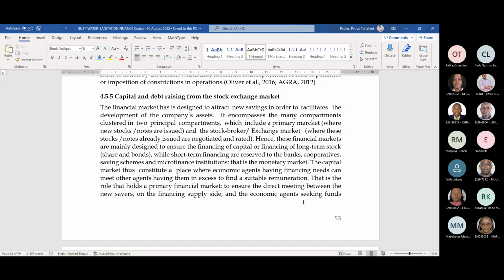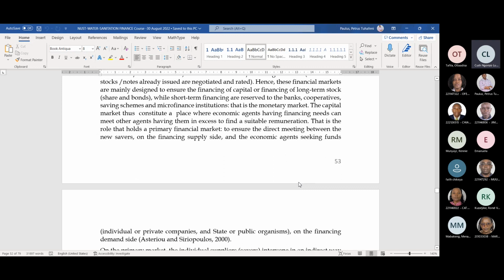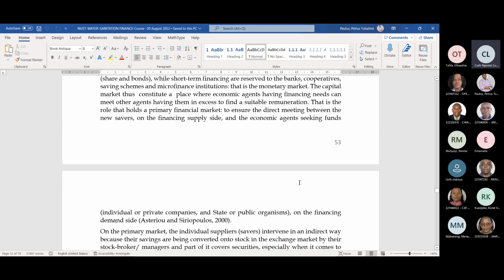I want you to note here that we are not talking about short financing, because short financing is commercial, it is for commercial banks, cooperatives, saving schemes and microfinance institutions. We are talking here about long-term stock, I mean financing your capital or your long-term debt. If you want to reimburse a long-term debt, you can go to the stock exchange market to get financing. That is the aim of the stock exchange market. Its aim is to finance capital, to build investments, but it is not there for short-term financing. It is there for long-term, sometimes medium-term financing.